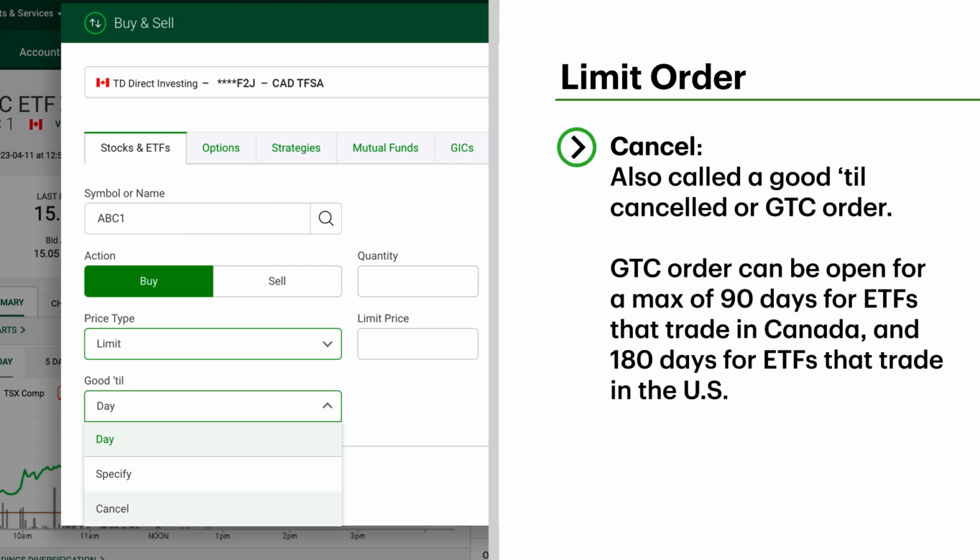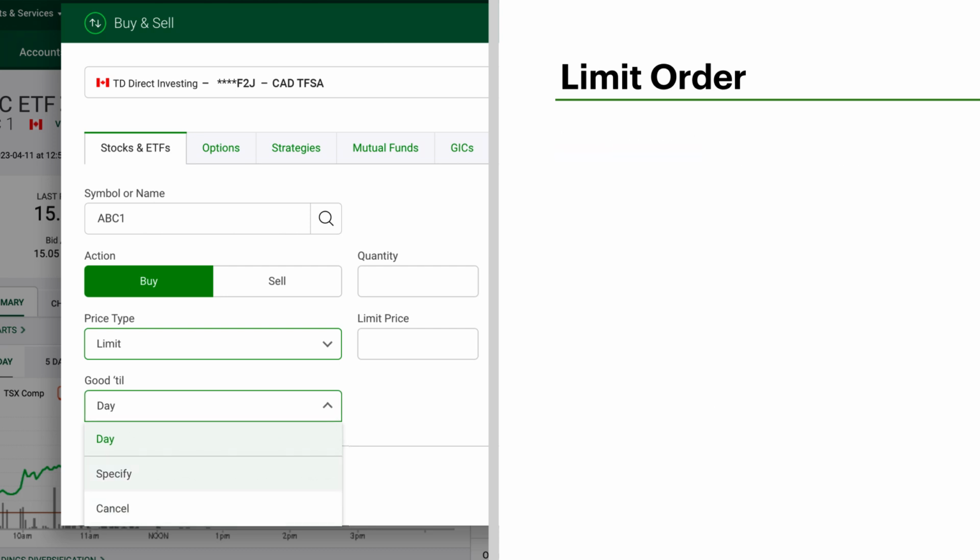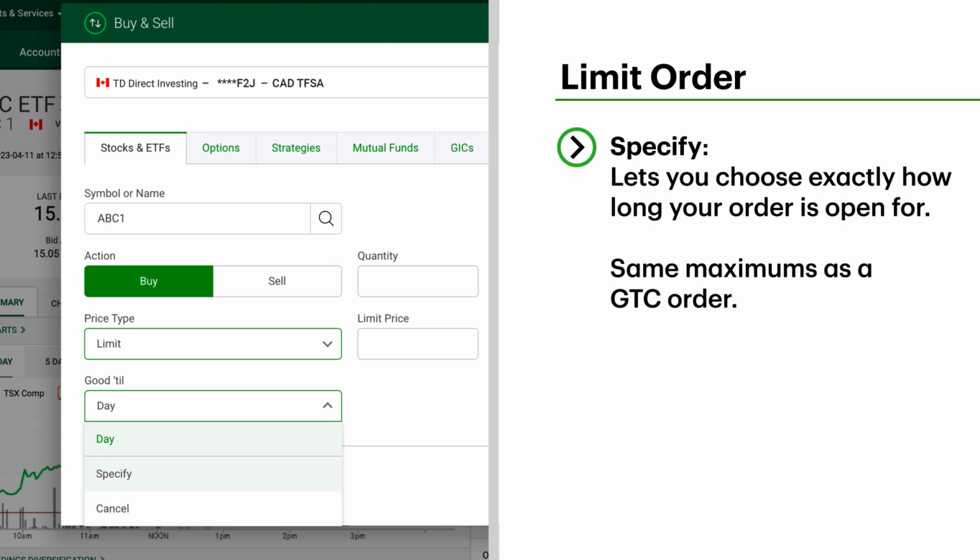Cancel, also called a good till canceled or GTC order. A GTC order can be open for a maximum of 90 days for ETFs that trade in Canada and 180 days for ETFs that trade in the US. Specify. This lets you choose exactly how long your order is open for up to the maximums we just described.